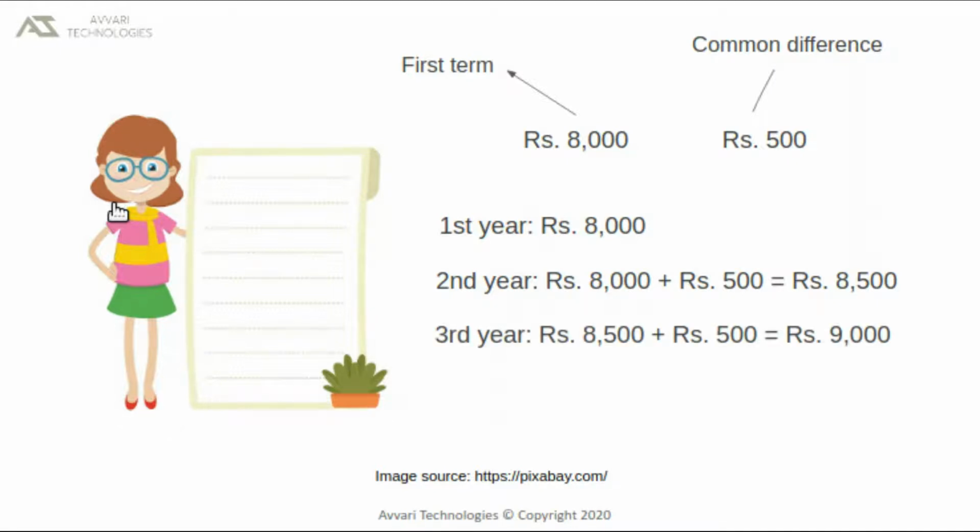From the third year, again 500 rupees will be added to her previous salary. Her previous salary was 8,500 rupees. Now 500 rupees has been added to her monthly salary. So the total is 9,000 rupees per month. Here we can see a pattern. Her first year salary per month is 8,000 rupees. Next year is 8,500. Next 9,000, next 9,500, and so on.